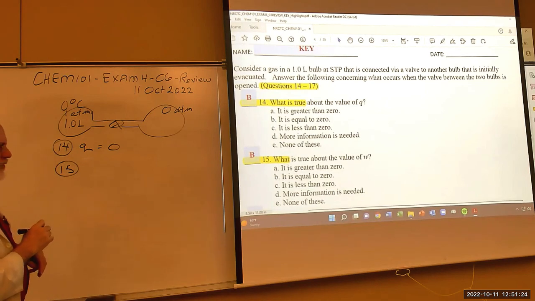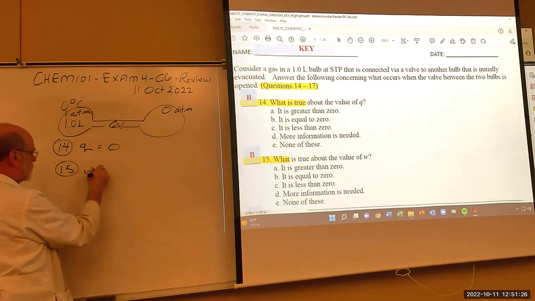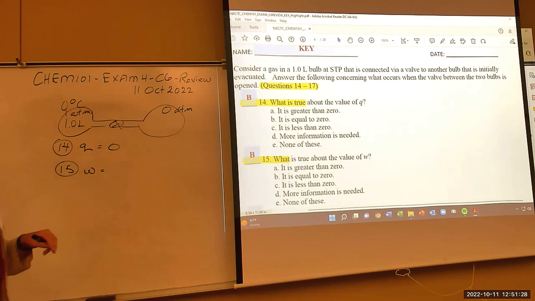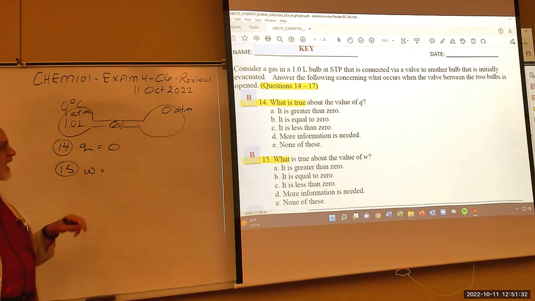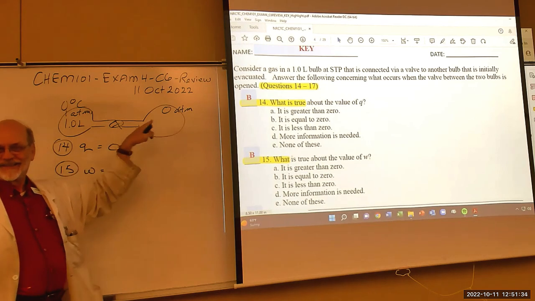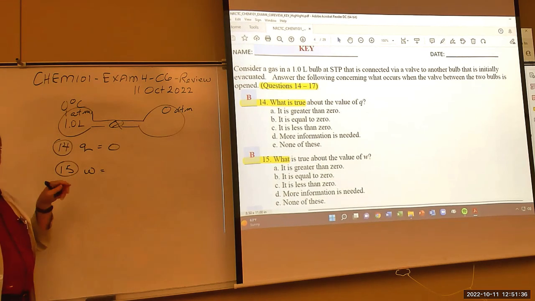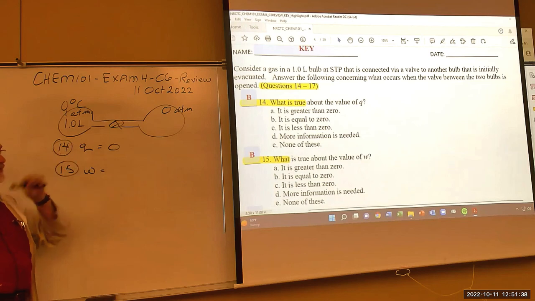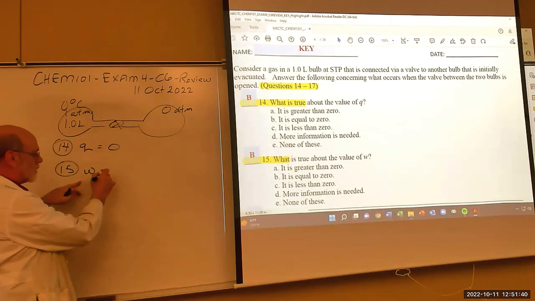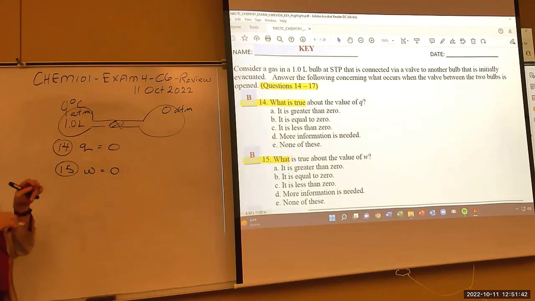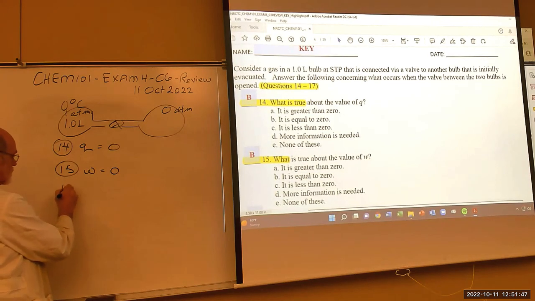How about 15? What's true about the value of W? Is the gas expanding against the pressure? No, that's evacuated. So there's no force, even though there might be a distance, there's no force. So W has to be 0. Okay, it's not working against any kind of force. It's like when I'm standing up here pushing against the wall. I'm pushing on it, but it ain't moving.